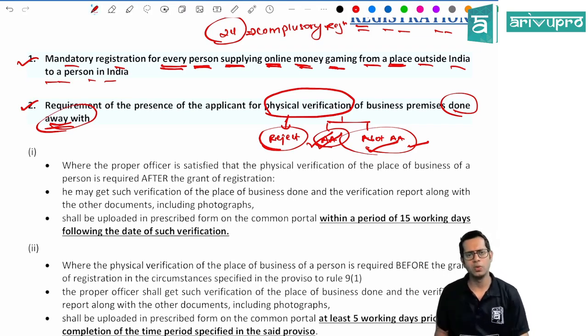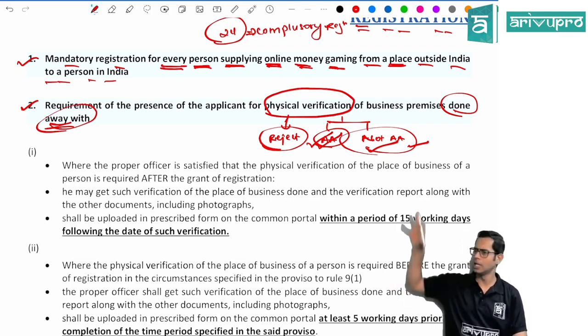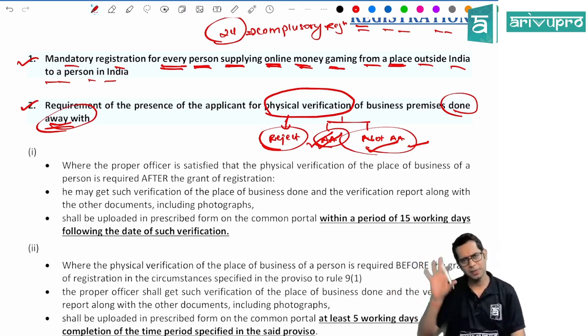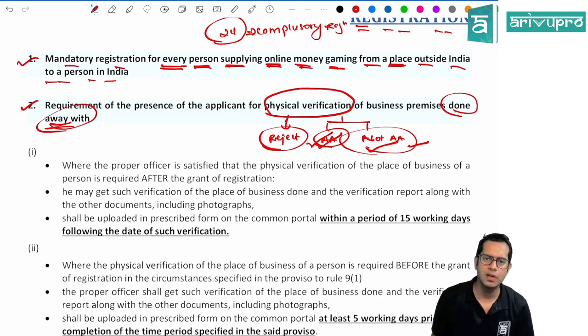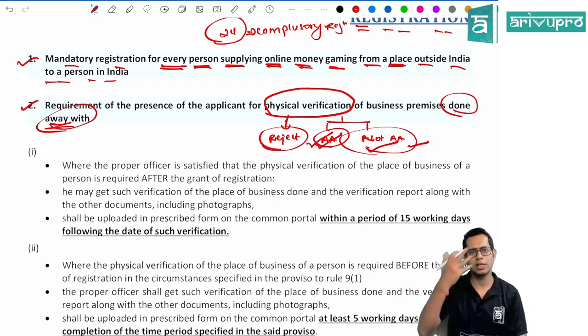This is not fair. Please note, I have my staff members, and my business premises is located at one place. But still, when actual physical verification was happening, because the owner was not there, they were rejecting the application.